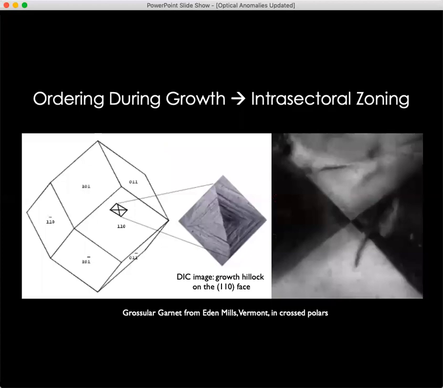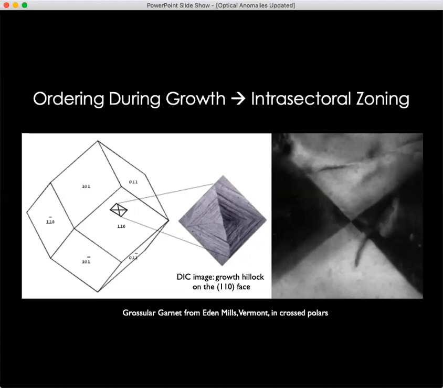Here on the left, you can see an image of a growth hillock on the 110 face. And on the right is a sample in thin section that allows you to notice the different sectors in cross polars. Garnet, which is normally an isometric mineral, shows optically isotropic behavior.